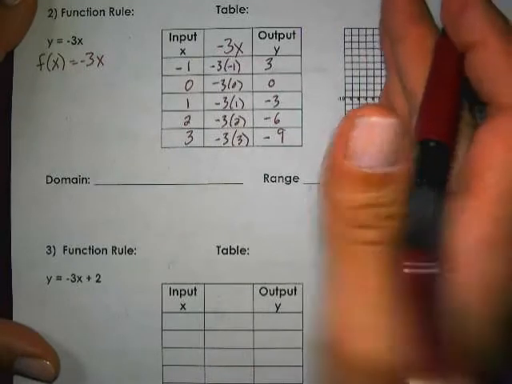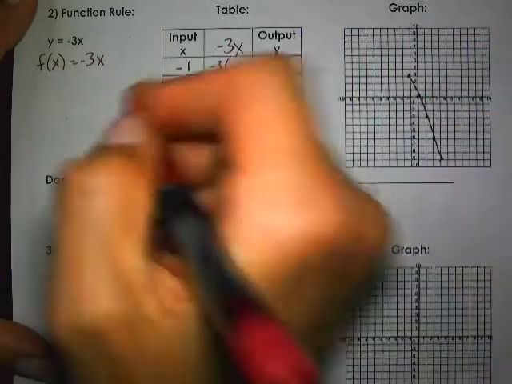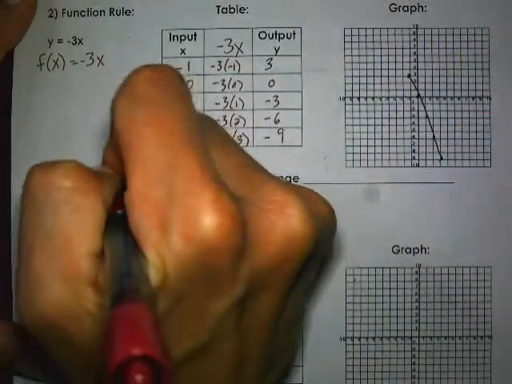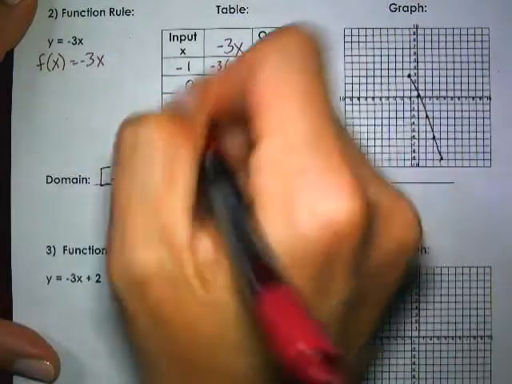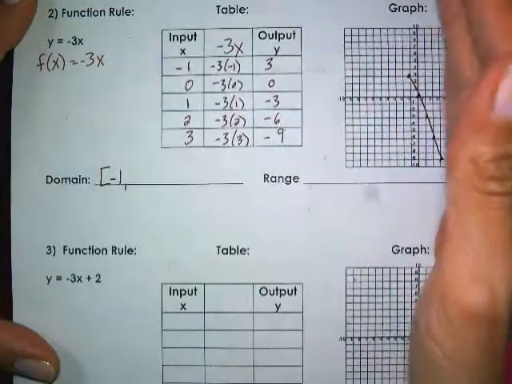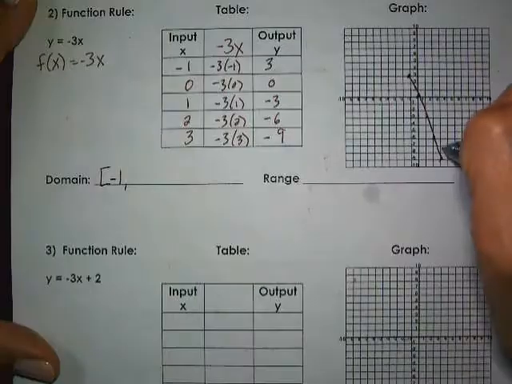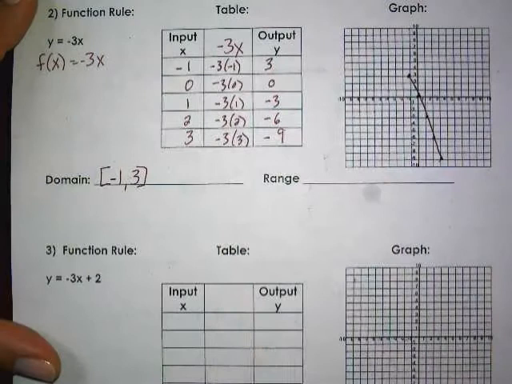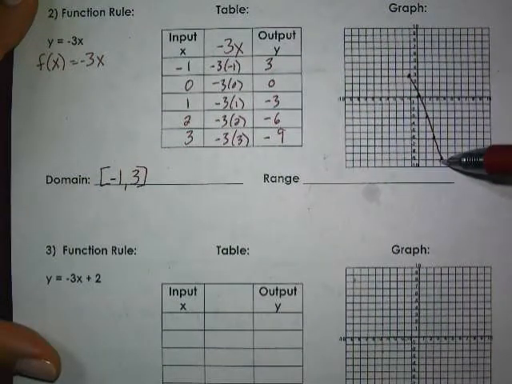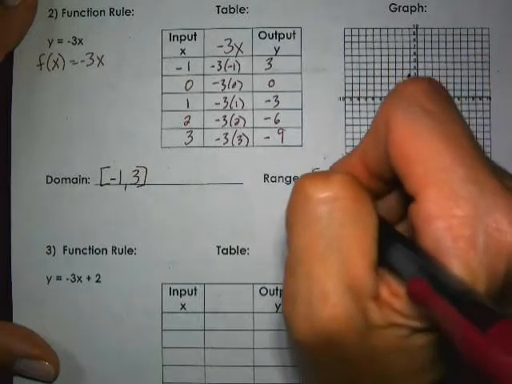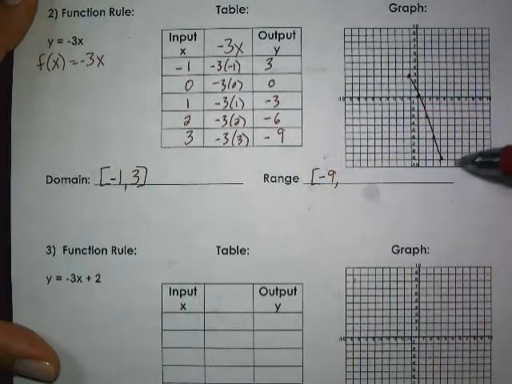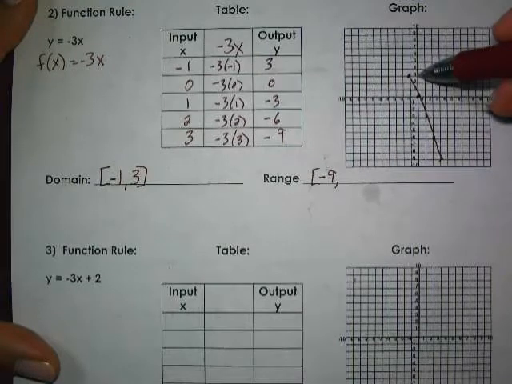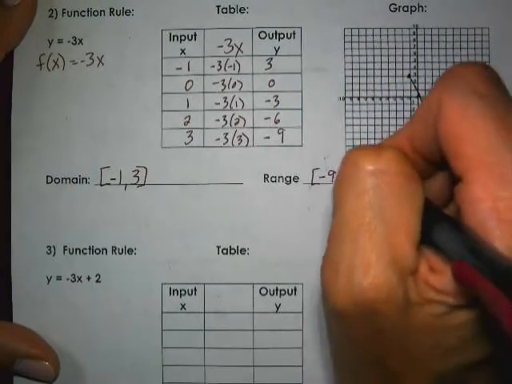So our leftmost x value is -1. We are including that on this given graph. Our rightmost x value is 3. Our bottommost y value is -9. And our uppermost y value is at 3.